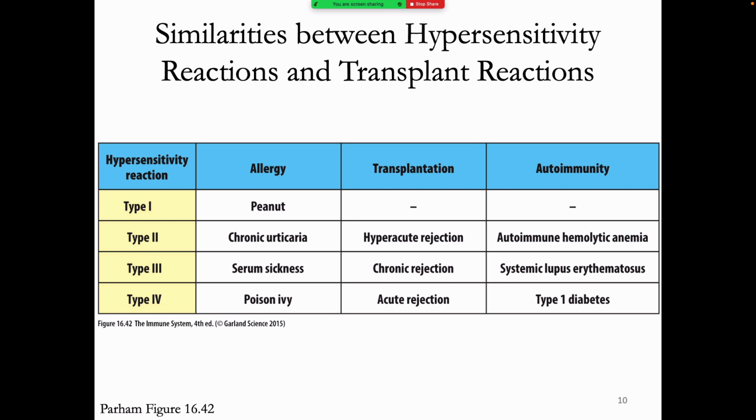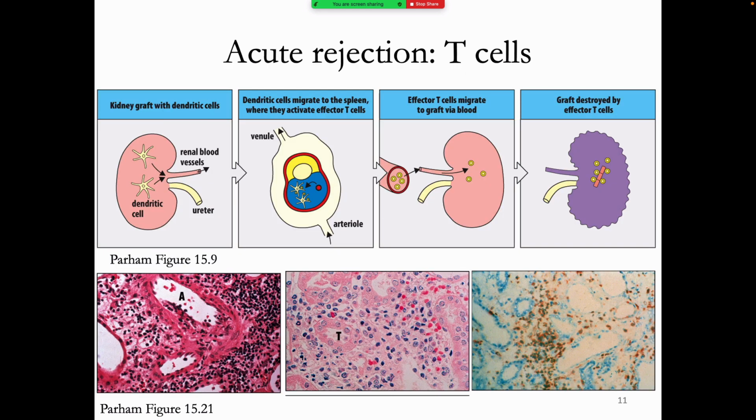So if you remember when I showed you those mouse experiments earlier, we were transplanting T cells, and T cells were important because it was an acute rejection situation. And again, acute rejection is really the rejection that people tend to think about the most frequently. Acute rejection is T cell mediated. And so you can see the details of acute rejection here.